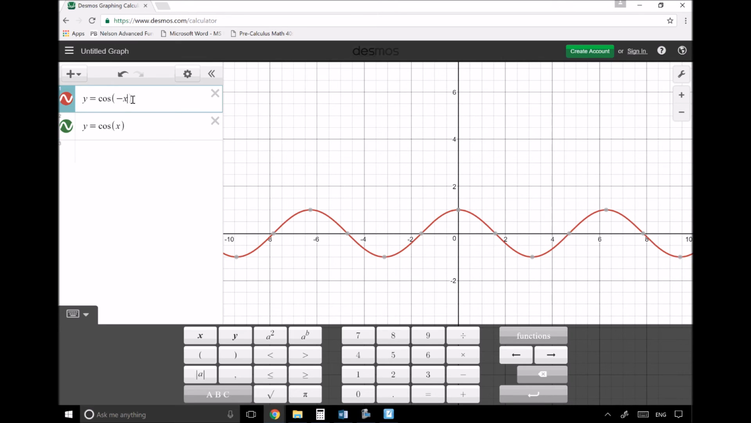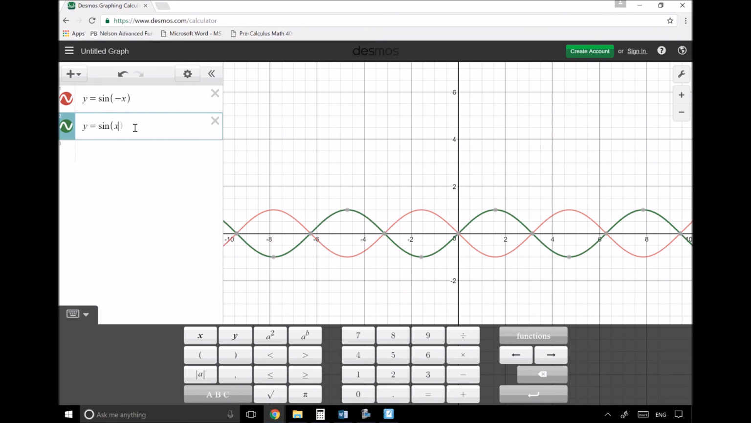Now, what if I were to do y equals sine of negative x, and then look at y equals sine of x? If you notice right here, they're reflections of each other in the x-axis, which means that when one value is positive, the other one is negative. Therefore, I can say that y is equal to negative sine of x, and that will correspond with my red graph that we originally had up here.